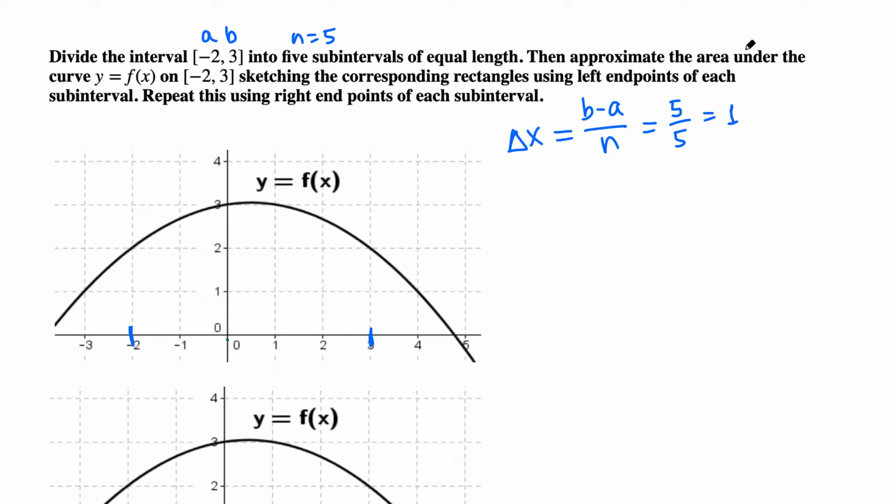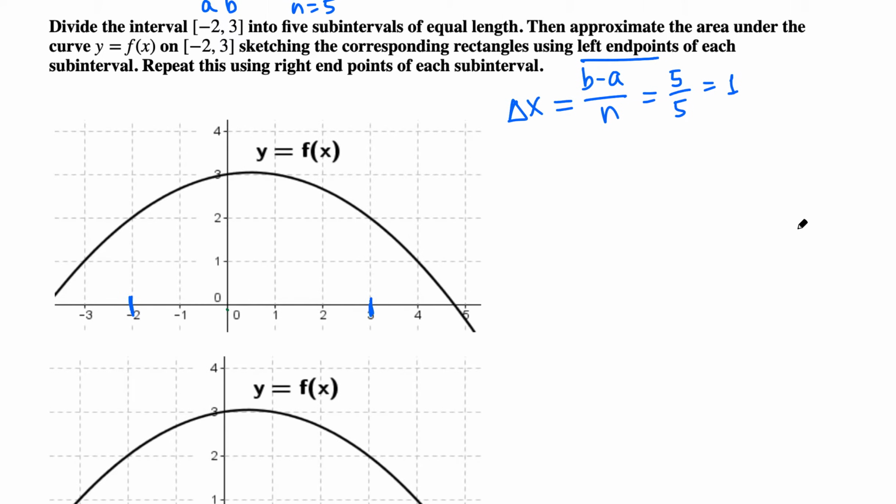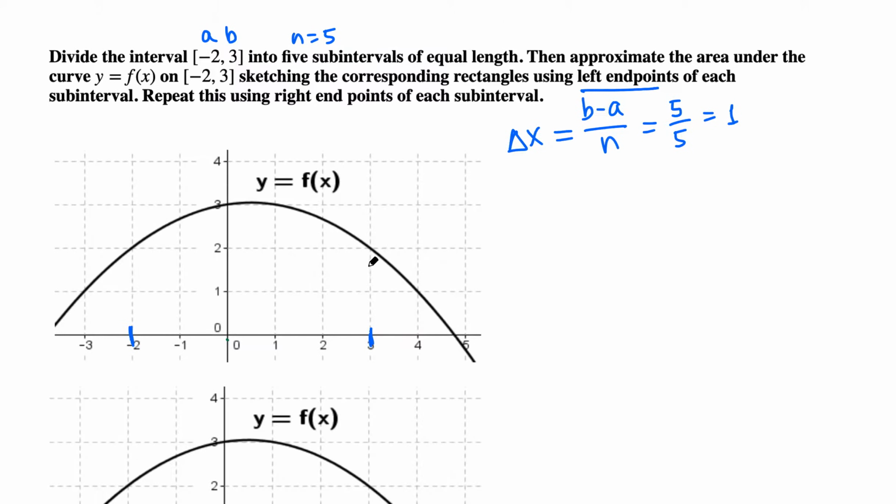Then approximate the area under the curve, sketching the corresponding rectangles using left endpoints. So first we are using left endpoints, 5 rectangles using left endpoints of each sub-interval. Repeat this using right endpoints. So we're going to do the same thing using right endpoints. So we want to divide this into 5 equal rectangles.